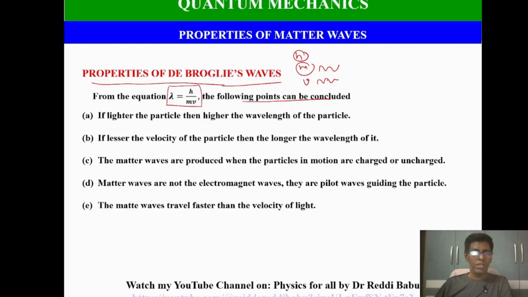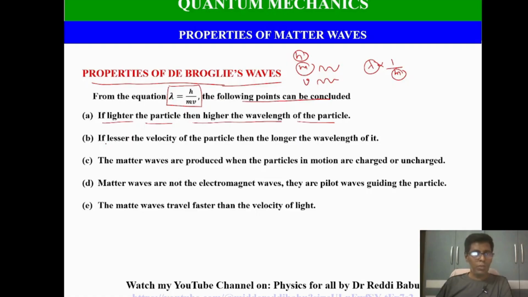Now from this equation lambda is equal to h divided by mv, h and velocity are constants. Then what you can conclude here is that lambda is proportional to 1 divided by m. It indicates that if the mass of the particle is very low, then the wavelength is very high, because these two are inversely proportional. Like this we have some properties of de Broglie waves. The very first property is, the lighter the particle, the higher the wavelength of the particle, because these two are inversely proportional to each other.